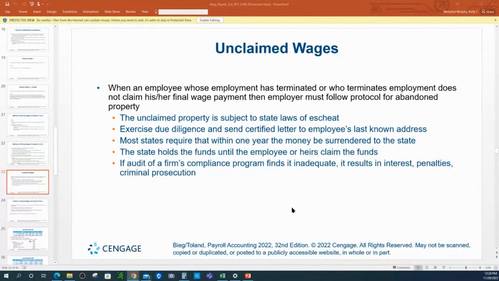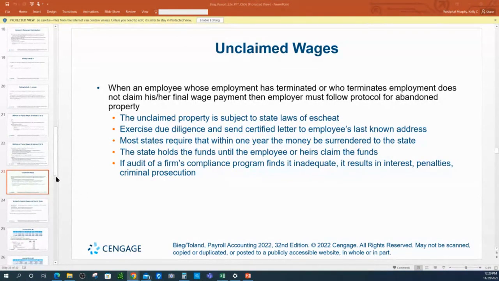All right. And if employers don't report it, there can be some pretty stiff penalties for that as well. Okay. Any questions? No? All right.